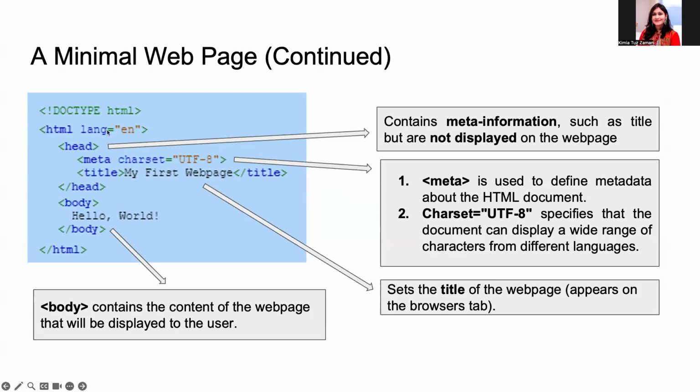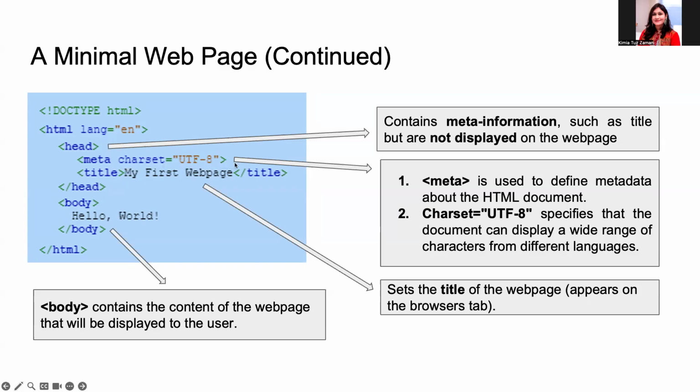Now, more details. Notice the head section. Everything inside the head contains meta information about the page. So, what does meta information mean? It's information about the page itself, like the title or encoding, but this information is not displayed on the actual web page.